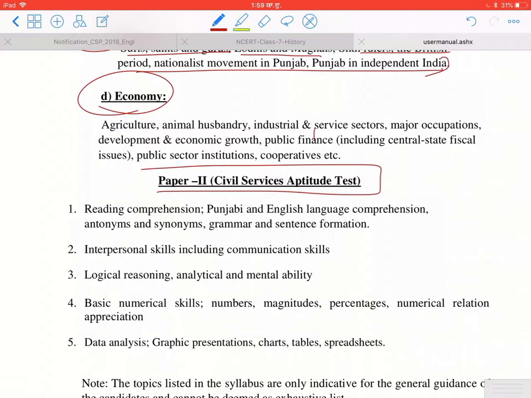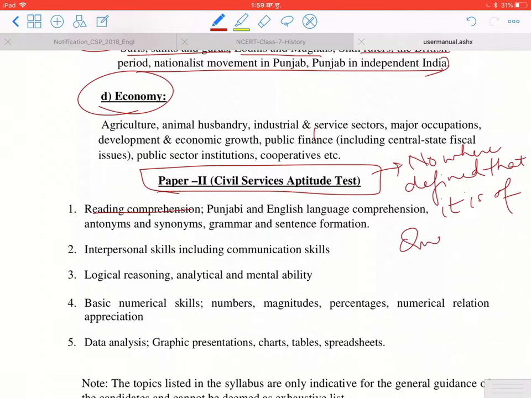Then is paper 2, that is the civil services aptitude test. The reading comprehension. It is nowhere defined whether it is of a qualifying nature or not. And from the previous result analysis, it is quite evident that yes, this paper is being counted in calculating the overall chances for you to proceed to the main examination.